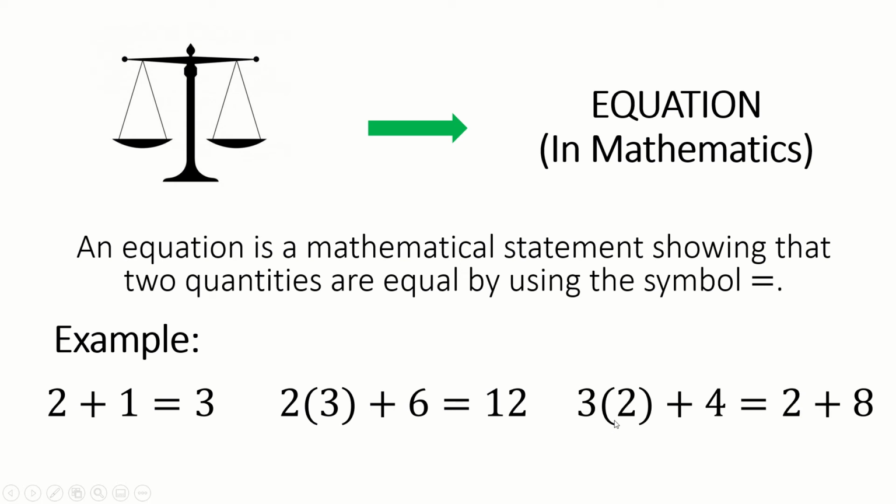And same here. We have 3 times 2 plus 4 on the left side, and you have 2 plus 8 on the right side. They may look different from each other, but in terms of value, they're just the same. Because 3 times 2 is 6, and when you add 6 with 4, that's a 10. Same as 2 plus 8, that's a 10. So they're just equal.